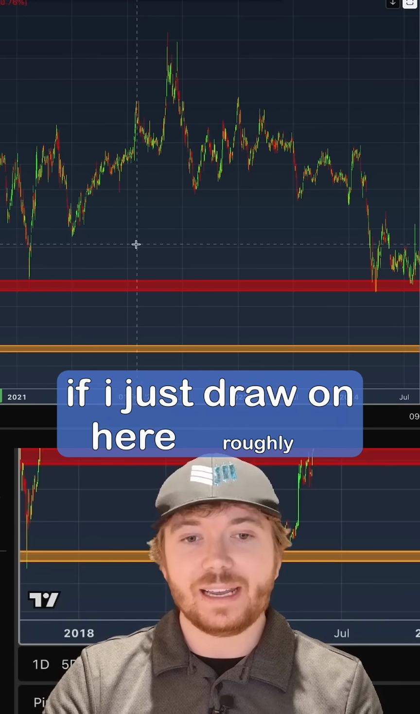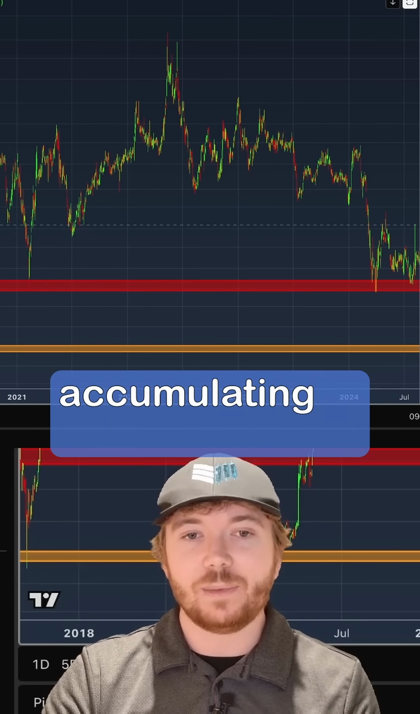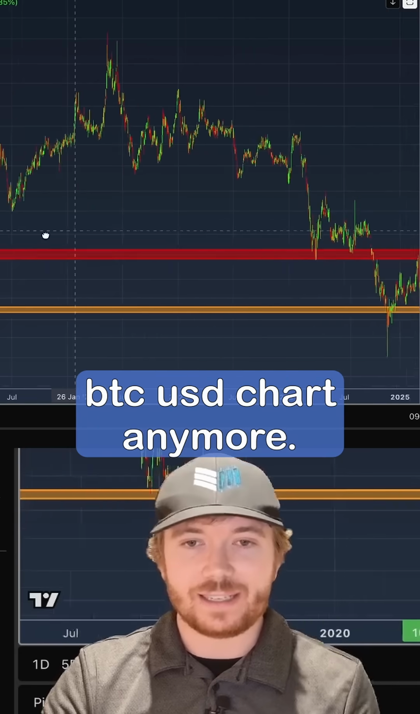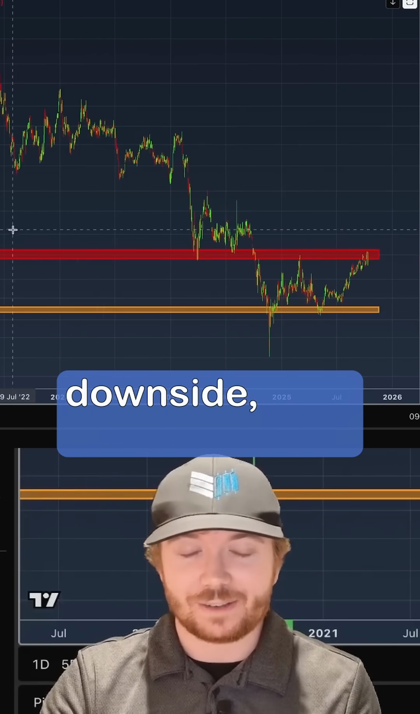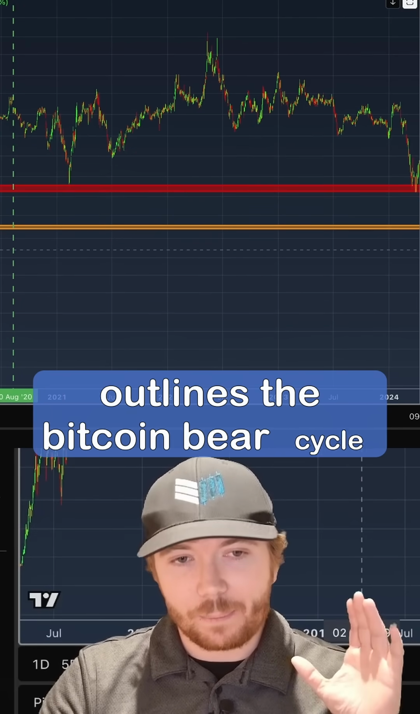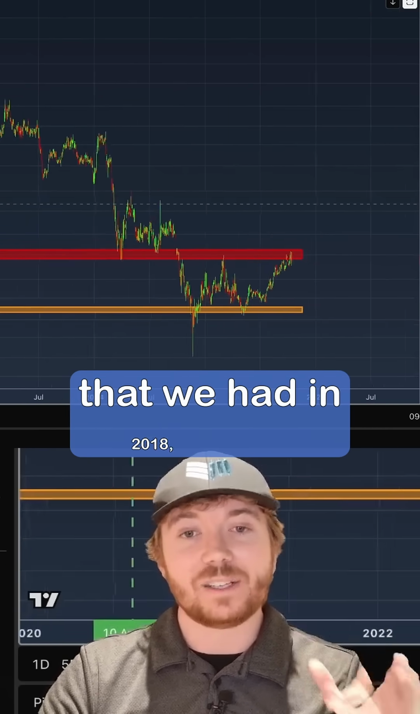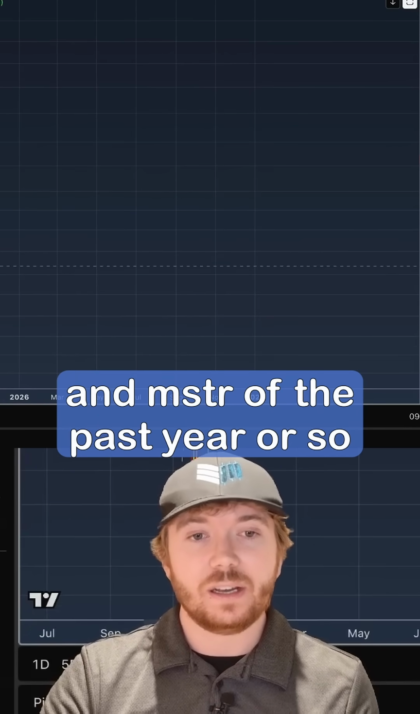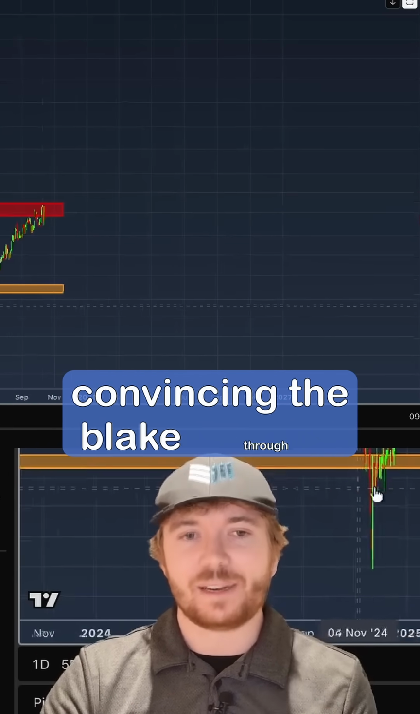If I just draw on here roughly about where MSTR started accumulating, at this point, this doesn't look like the standard BTC USD chart anymore. In fact, it's been very much to the downside, like I said. This orange box outlines the Bitcoin bear cycle bottom that we had in 2018-2019, and MSTR over the past year or so has really struggled to convincingly break through this.